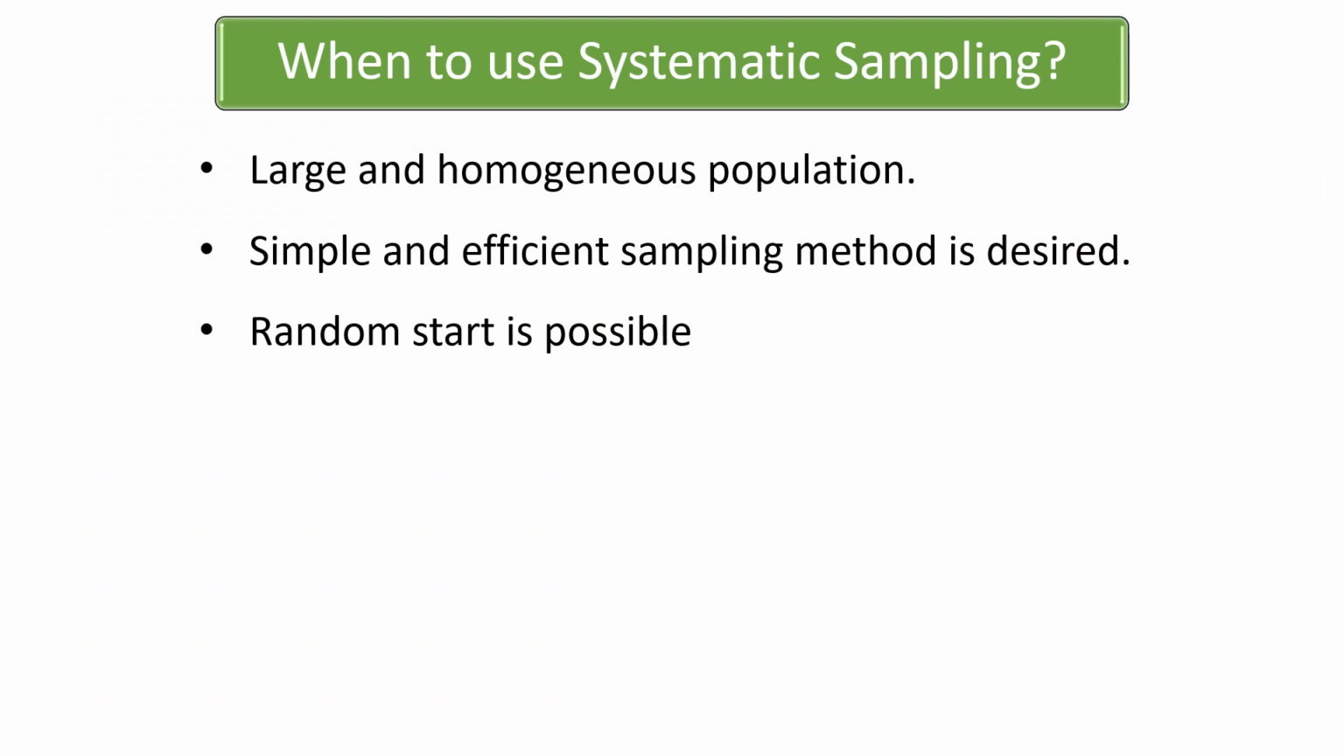When to use systematic sampling? Systematic sampling is applied when the following are satisfied. Here also, don't forget the general criteria to be fulfilled in probability sampling, but the particular criteria for systematic sampling are: a large and homogeneous population; a simple and efficient sampling method is desired; and a random starting point is possible. If these criteria are fulfilled, we can use systematic sampling.